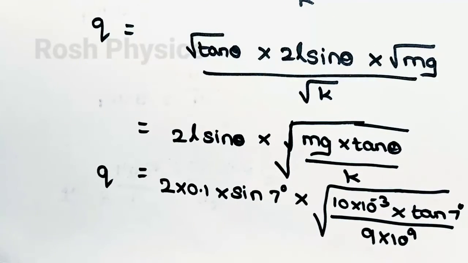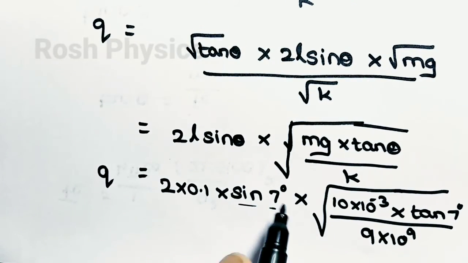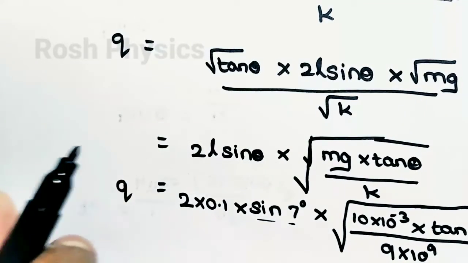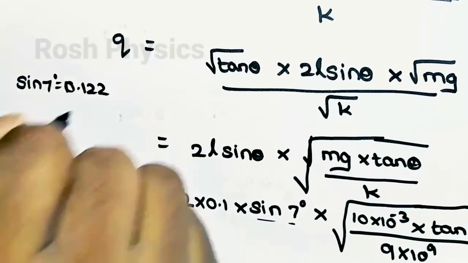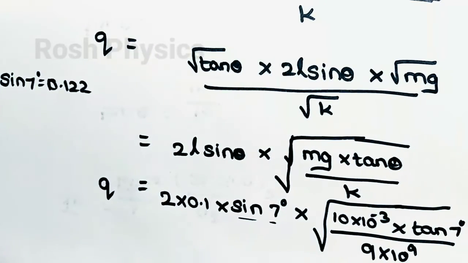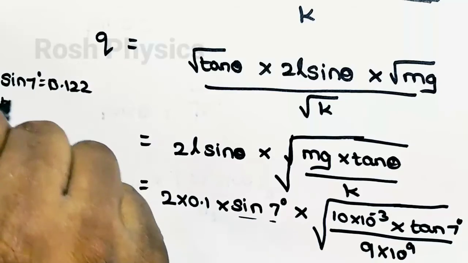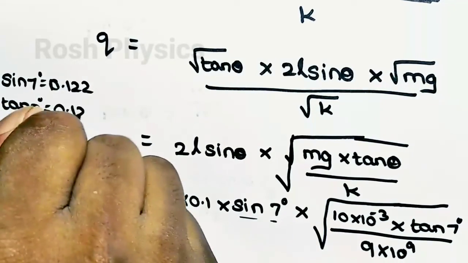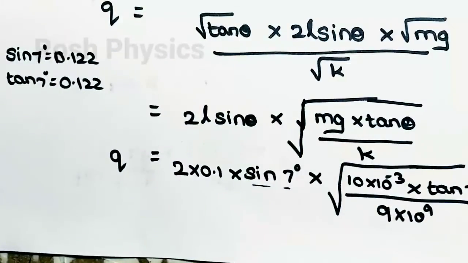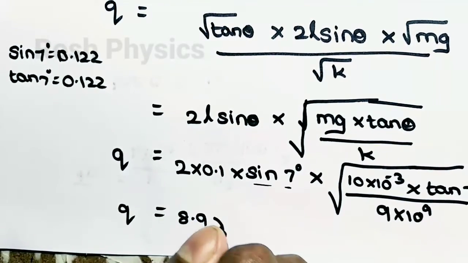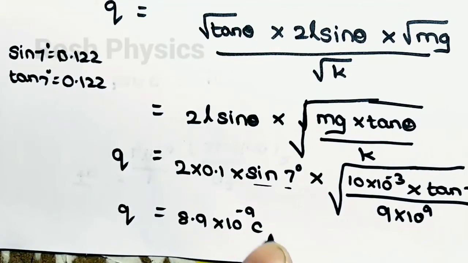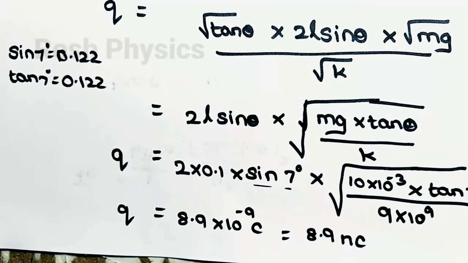So listen guys, the value for sin 7 degree is 0.122. The value for tan 7 degree is also approximately 0.122. So on substituting and calculating all those terms, we get the value for q equal to 8.9 into 10 to the power minus 9 coulomb. Or you can also write it as 8.9 nano coulomb. Nano means 10 to the power minus 9.